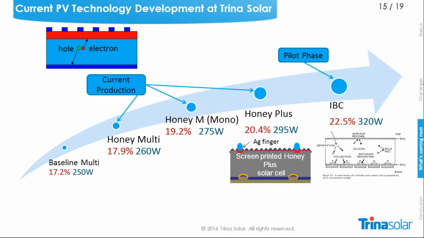So what is the current state at Trina Solar? We are coming from the base multicrystalline one, then in current production is the Honey technology in multi and monocrystalline. Honey means basically a textured cell. Then we have Honey Plus. The plus is for PERC, with the structured cell. And what's coming next, what is in the pilot phase, is IBC. But for sure we're also looking at how we can reduce the cost of IBC to get a very attractive product.